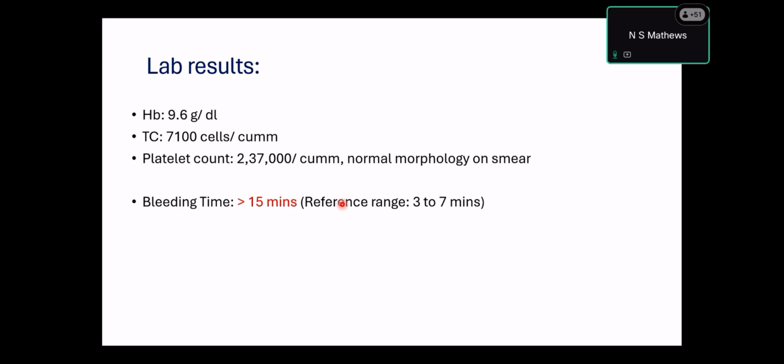Any thoughts? So, Glanzmann's from large platelets. You're saying Glanzmann's may show large platelets, but I do not have large platelets at all. So you're ruling out Glanzmann's, is that what you're telling me? Yes, I think so. Okay, let's keep that on the back burner. There was one factually wrong thing there. Anybody else, any other thoughts on this?